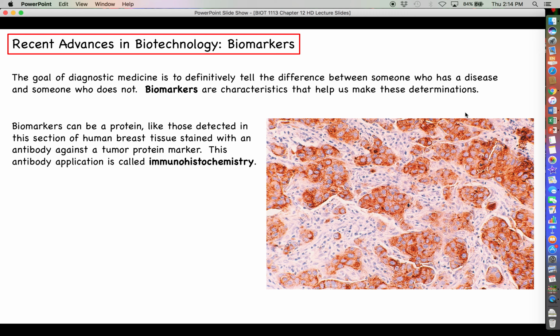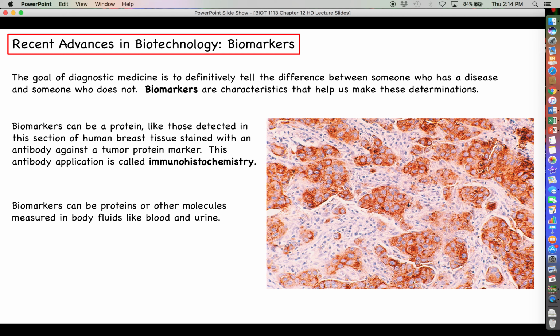What we're seeing here is a section of tissue, particularly from breast tissue, and we have exposed this tissue to an antibody against a particular antigen that is only produced by cancer cells. So what we're seeing here in this dark brown color is a positive reaction to the antibody. So we can use this sort of test as a definitive test for whether someone has breast cancer or not. So this protein would be an example of what we call a biomarker.